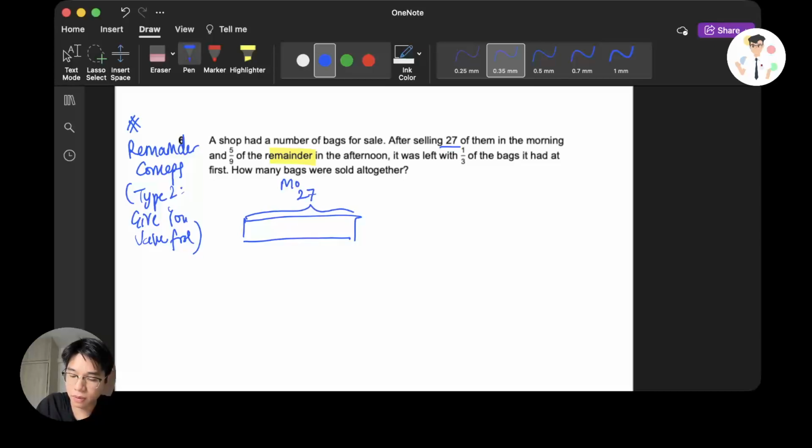27, this is for morning. Now, here says what? And 5 out of 9 of the remainder in the afternoon. Remainder. Does it relate to this 27? No. So I'm drawing like this.